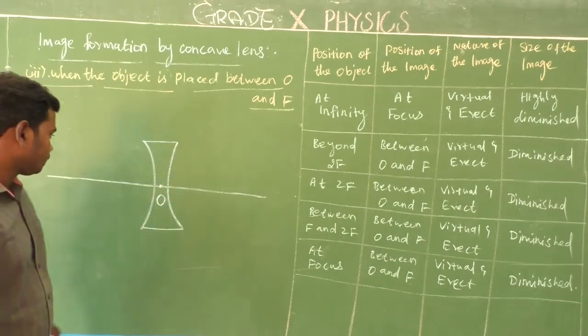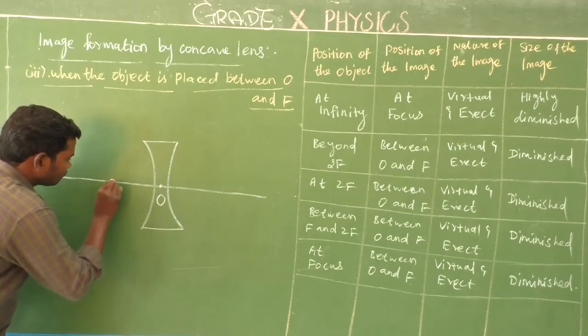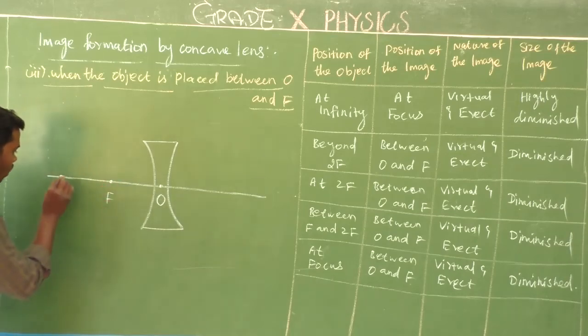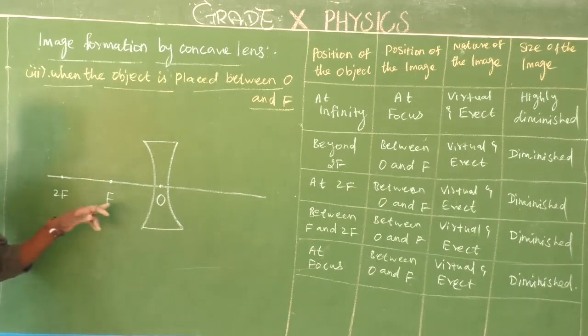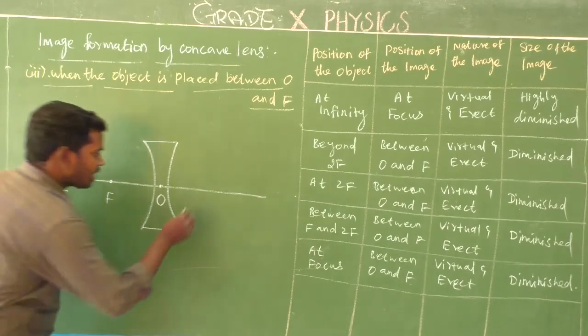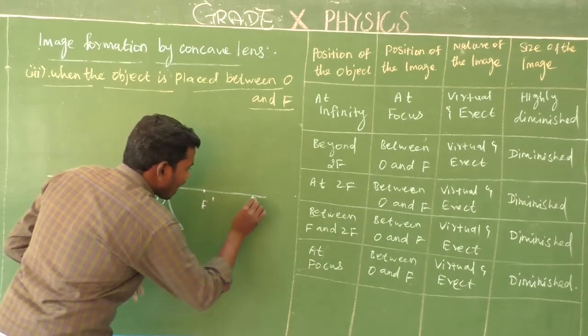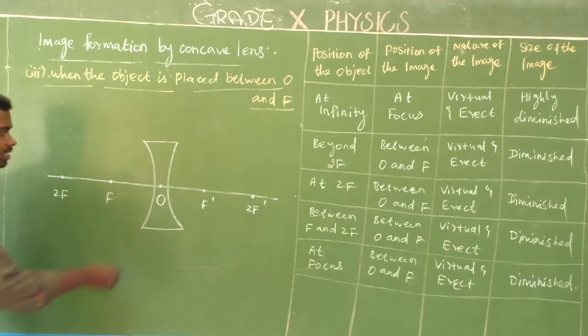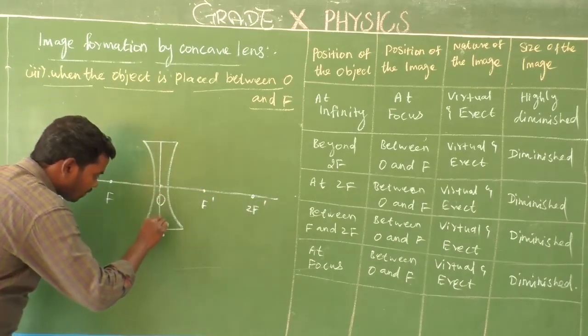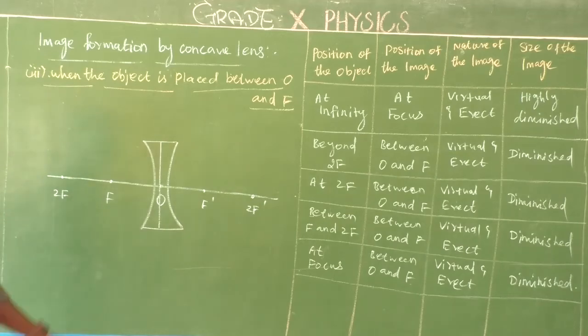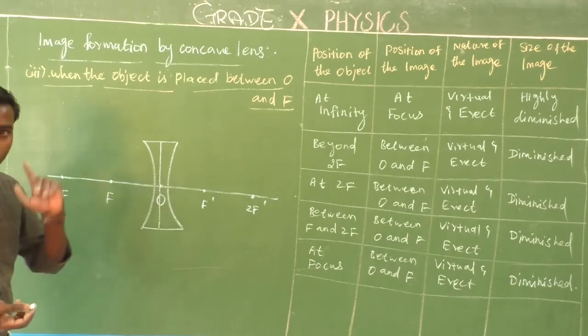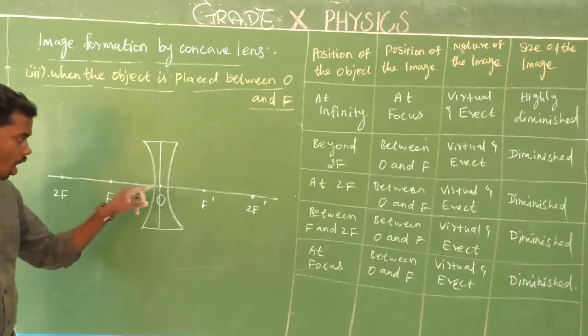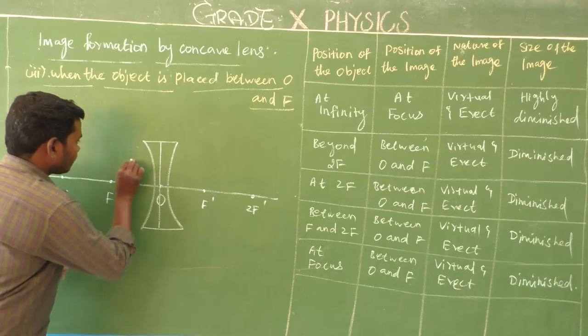Is it clear? Yes. Next, this is focus, and this is twice of its focus. First focus, first twice of its focus, and this is second focus, F dash, and second twice of its focal length, that is 2F dash. Clear? Yes. This is the center line of a concave lens, which I have drawn for our convenience. Next, where I am going to place the object? Last condition, I am going to place the object between F and O, which means here.